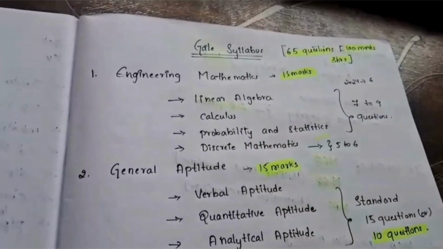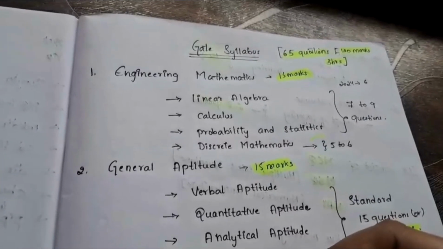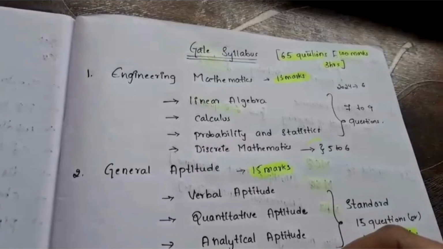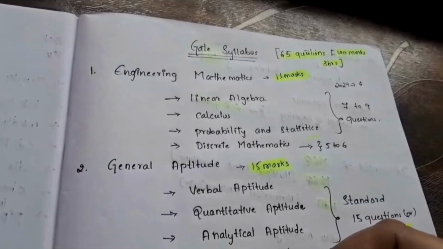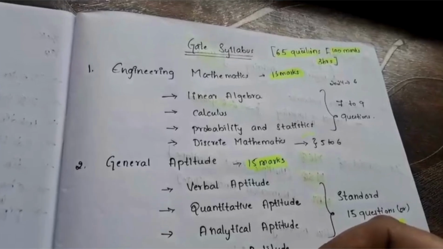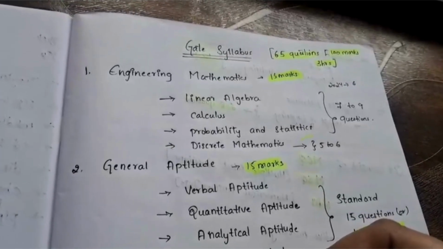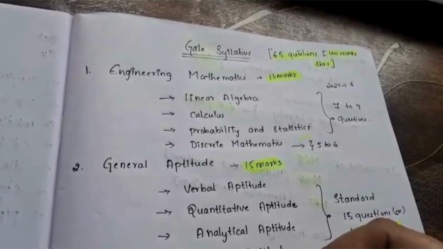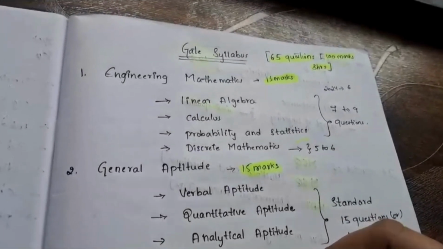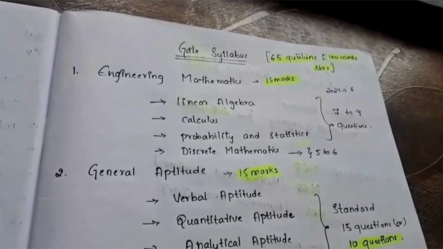In linear algebra, we have topics like matrix algebra, system of linear equations, eigenvalues, etc. For calculus, we have mean value theorems, and then we have derivatives, maxima, minima, multiple integrals, etc. For probability and statistics, we have sampling theorems, conditional probabilities, mean, median, mode and all such things. For discrete mathematics, we have set theory, etc.